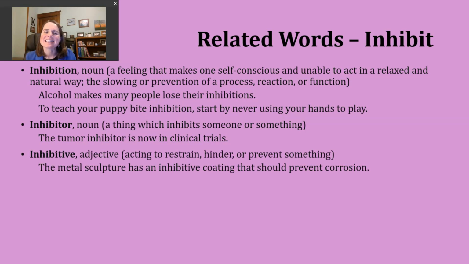One last word for us today. It's the adjective inhibitive. This is describing something that is acting to restrain, hinder, or prevent something. An example of this in a sentence might be, the metal sculpture has an inhibitive coating that should prevent corrosion. So here we know exactly what it's trying to prevent. And so that's kind of like the metal discoloring, kind of breaking down. That's what's being described in that sentence.